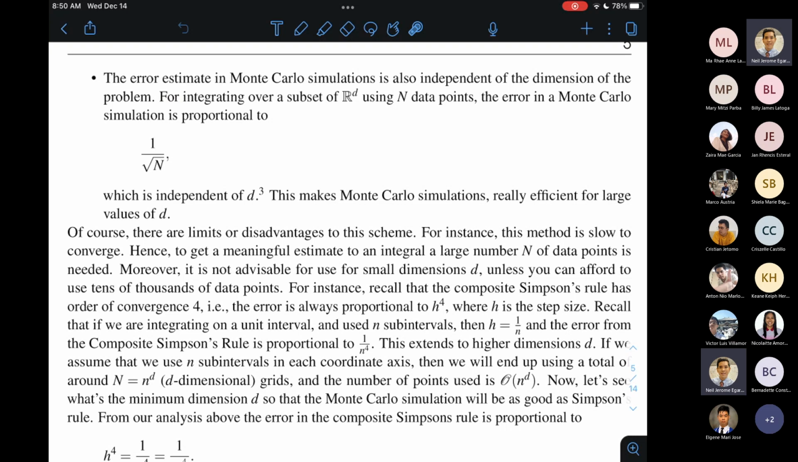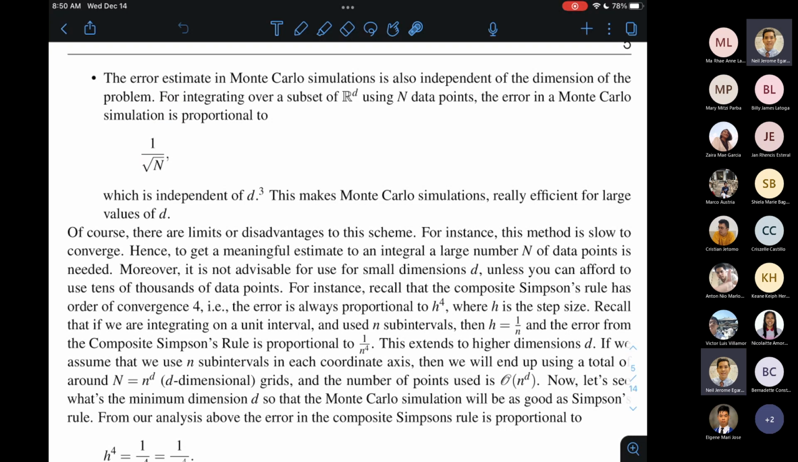Okay? Now, that could be a double-edged sword because napakabagal nga ng convergence ng Monte Carlo simulation. Ang error ay laging 1 over root n, right? So what you want to do is to use as large value of capital N as possible, regardless of the dimension of the problem. So tingnan natin, kailan magiging at par yung performance ng Monte Carlo simulation with a composite quadrature rule.